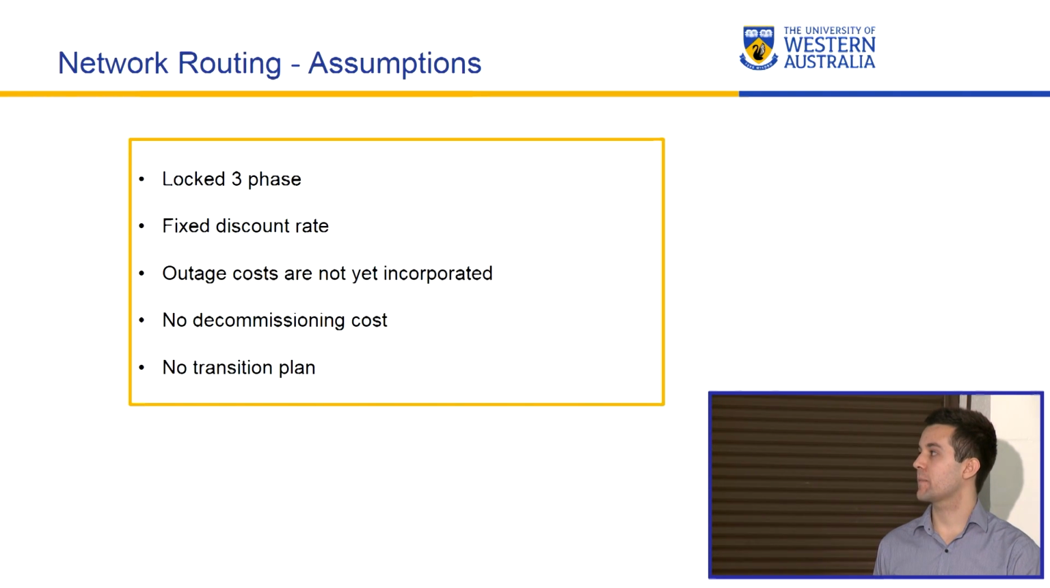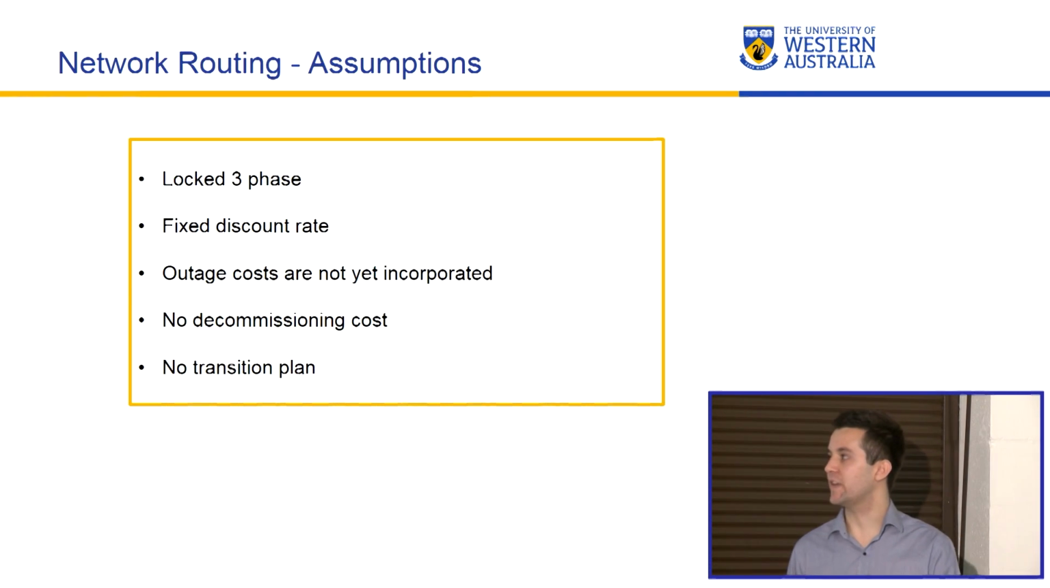Additionally, we didn't have a variable discount rate. We had a fixed discount rate. And since this optimization is performed over a period of time, an investment period, it would make more sense to include a variable discount rate. But as we are not privy to that information, we have just stuck with a fixed discount rate for the time being. Additionally, the outage costs have not yet been incorporated.